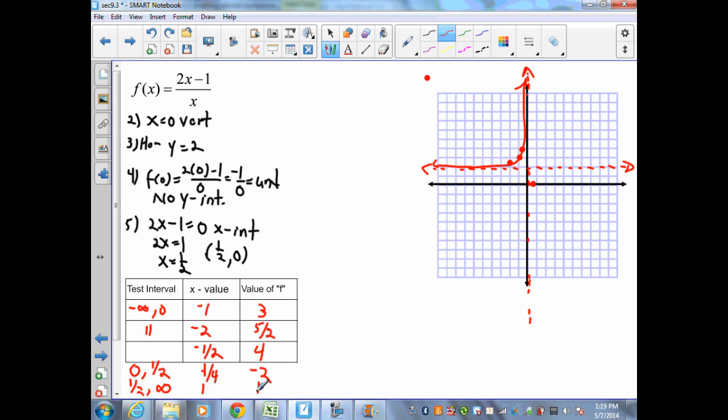Now I can plot those values. I have 1/4, 1/2, and when I plot (1, 1), I can see that the value is going to decrease from positive infinity to 0.